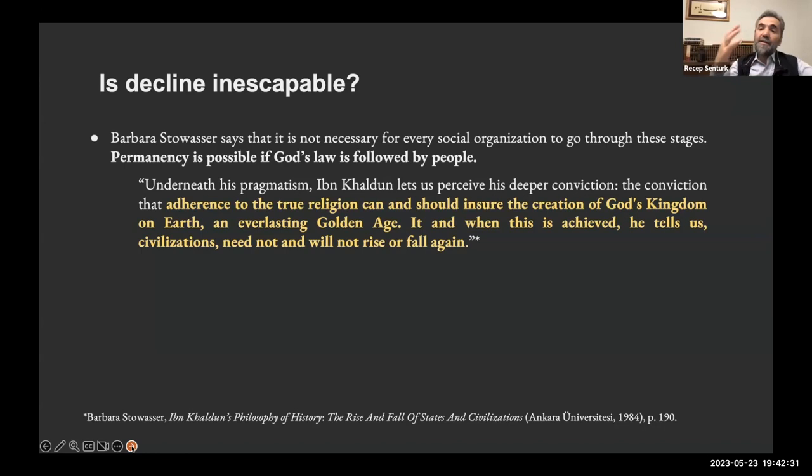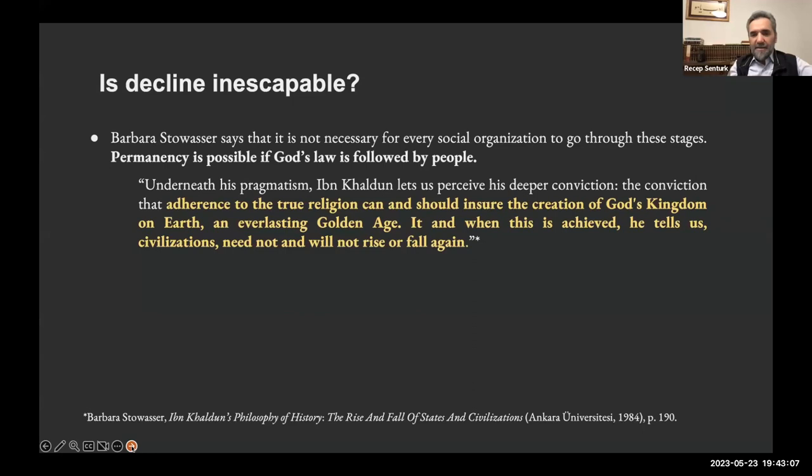So she wrote, underneath his pragmatism, Ibn Khaldun lets us perceive his deeper conviction, the conviction that adherence to the true religion, which is Islam, can and should ensure the creation of God's kingdom on earth, an everlasting golden age. And when this is achieved, he tells us, civilizations need not and will not rise and fall again.